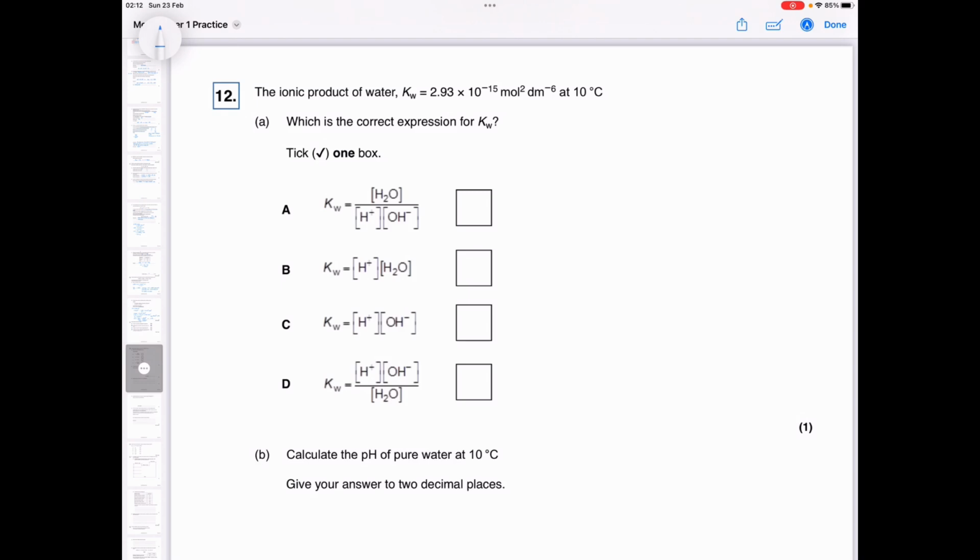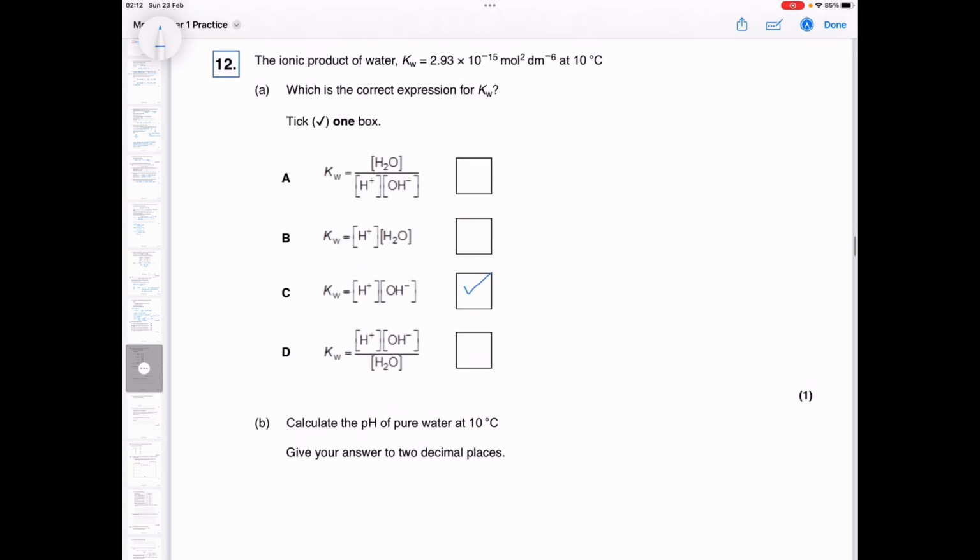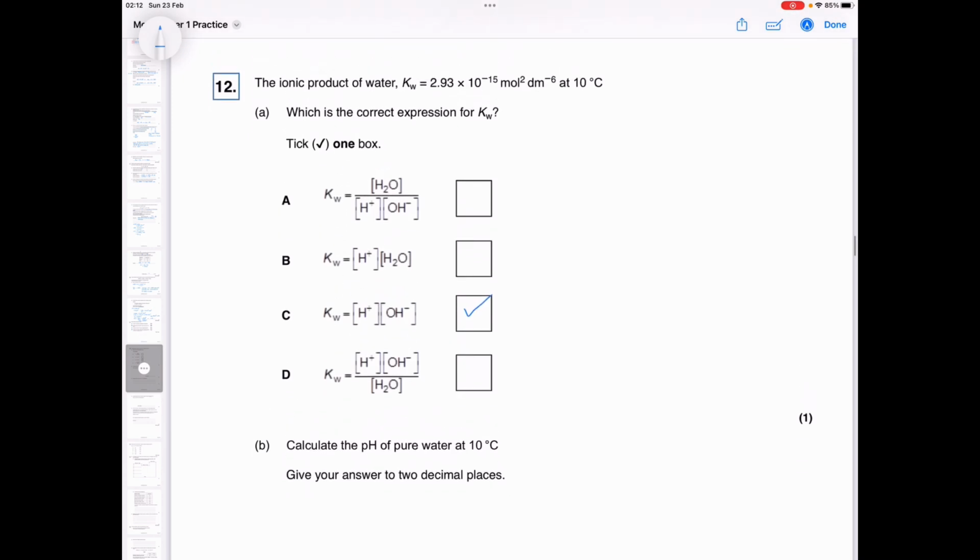The ionic product of water, Kw, equals 2.93 times 10 to the minus 15 moles squared decimeters to the minus 6 at 10 degrees C. What is the correct expression for Kw? So Kw is C. That's this one here. Part B, calculate the pH of pure water at 10 degrees C.